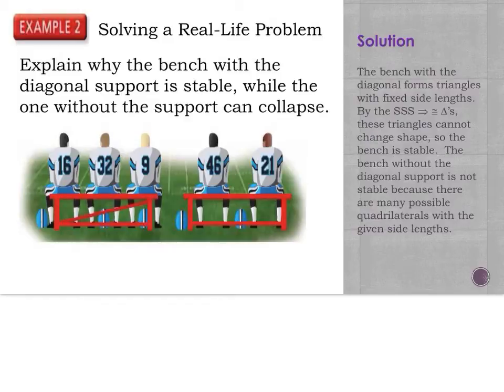All right, so here's one possible explanation. The bench with the diagonal forms triangles with fixed side lengths. So by the side, side, side implies congruent triangles, these triangles cannot change shape. So the bench is stable. The bench without the diagonal support is not stable because there are many possible quadrilaterals with the given side lengths.